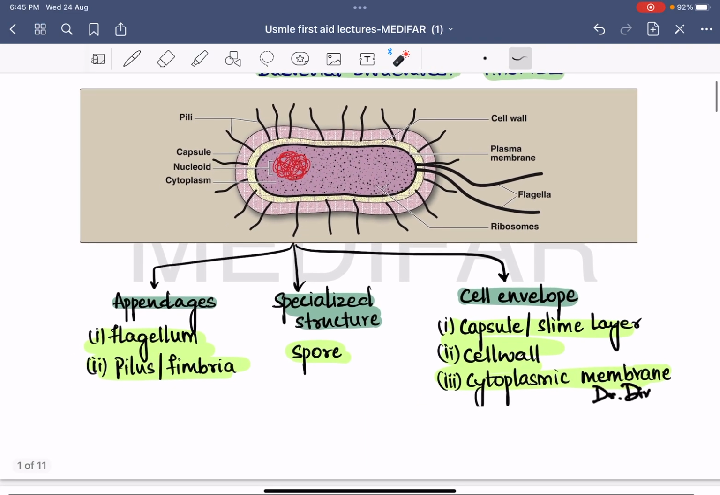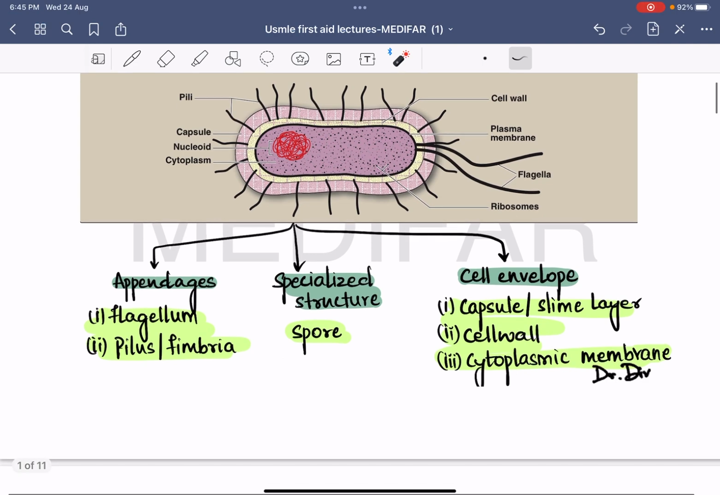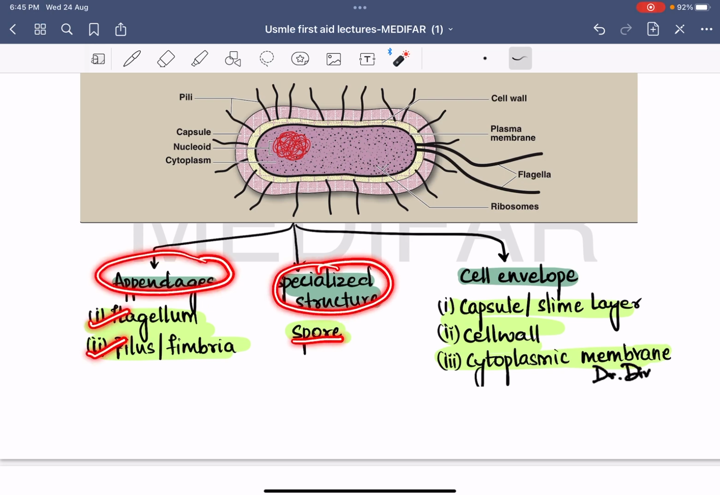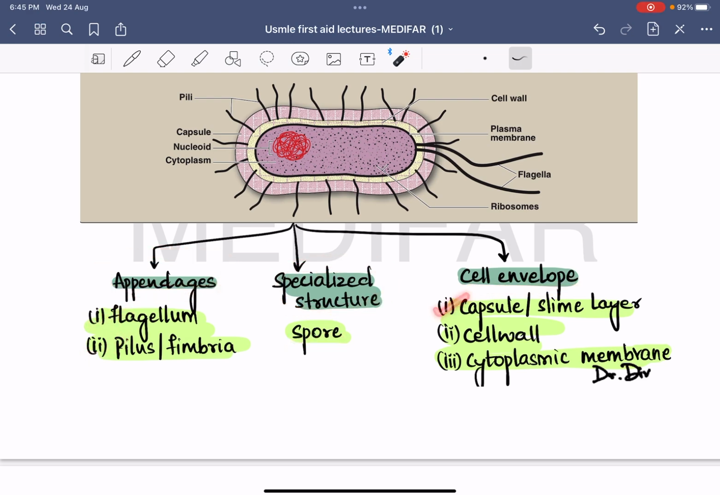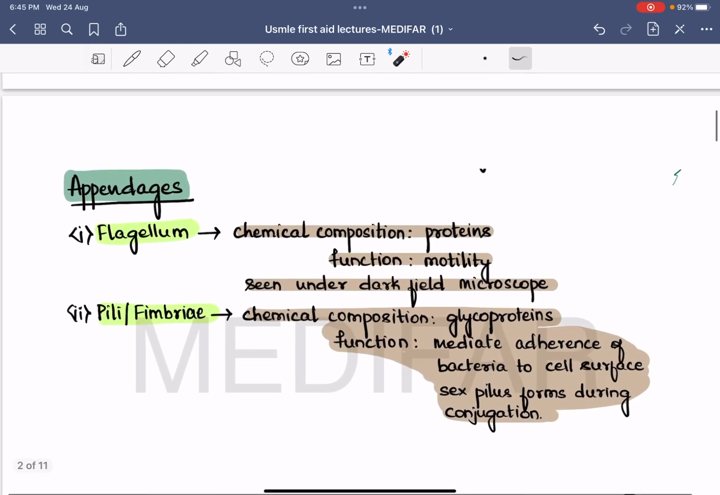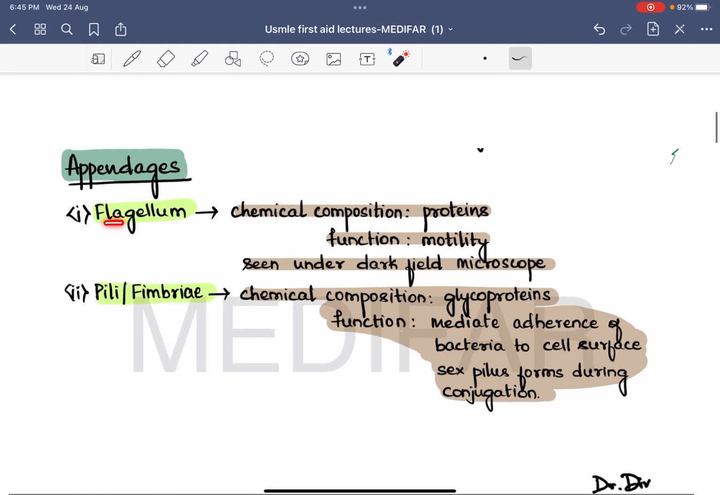Now we are going to study the bacterial structures in three parts: appendages, which includes flagellum and fimbriae; specialized structure, that is spore; then the cell envelope, which includes capsule or slime layer, cell wall, and cytoplasmic membrane. Coming to the appendages. Flagellum.